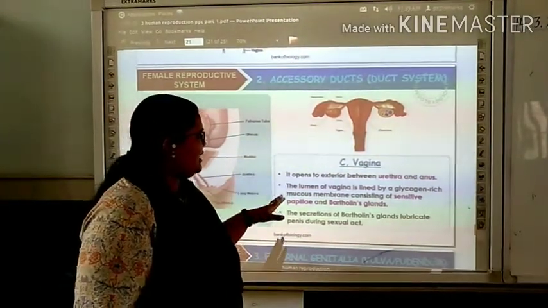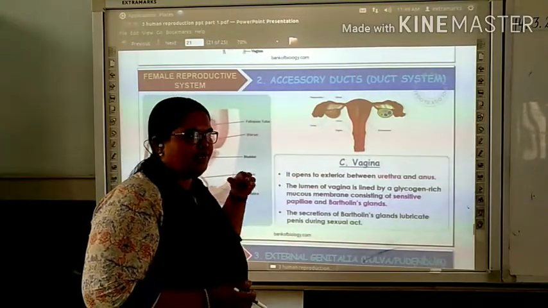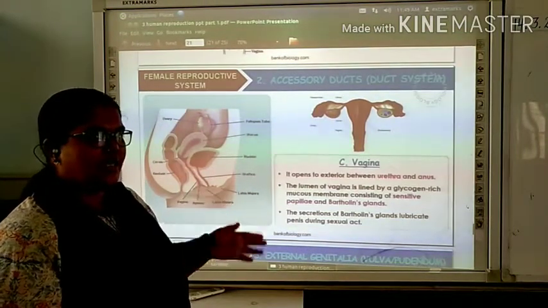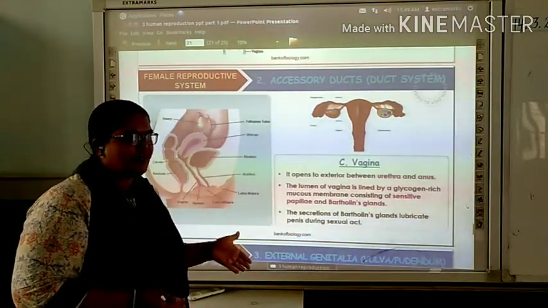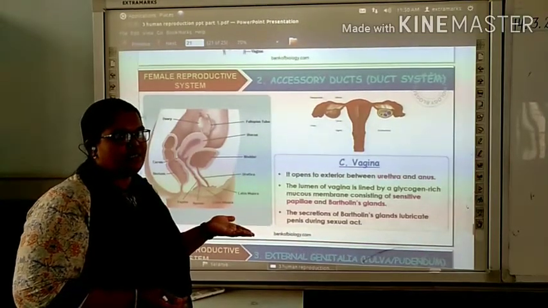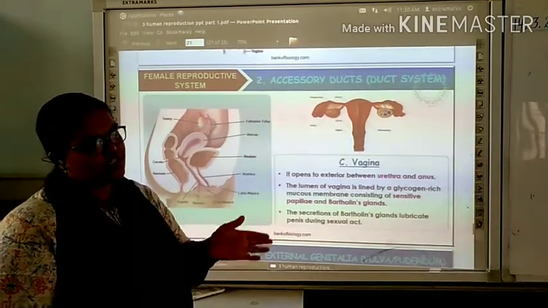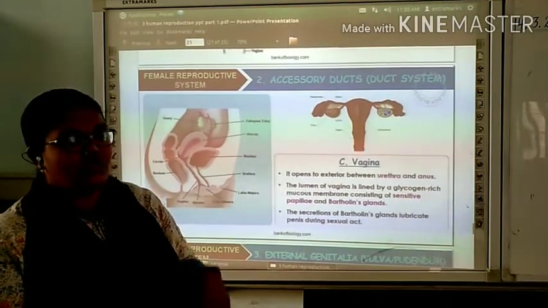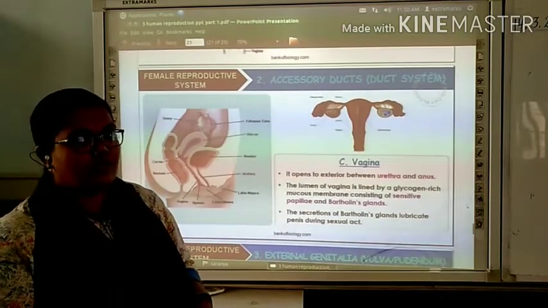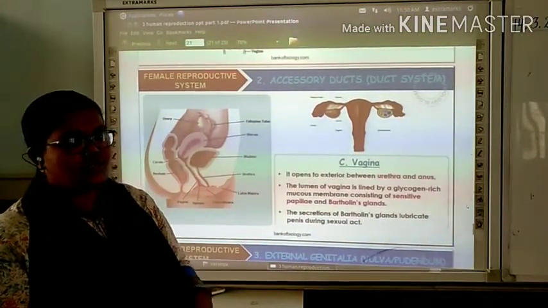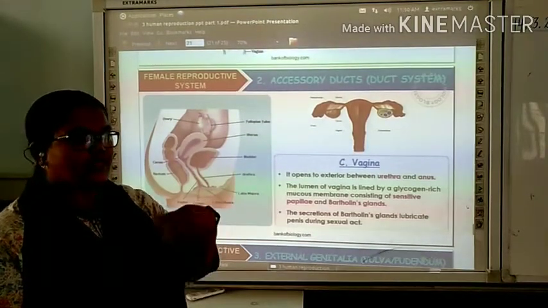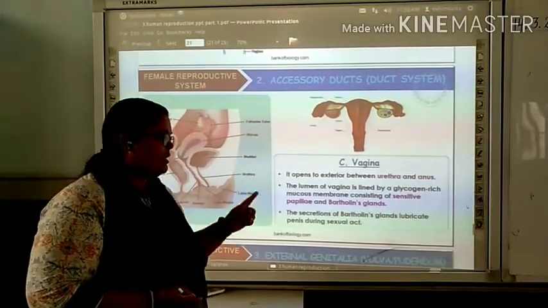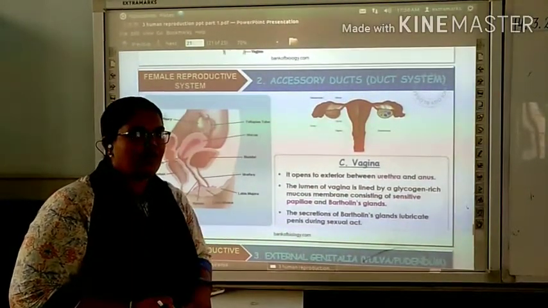So here you can see the vagina, which is the opening to the exterior, present between the urethra and the anus, right. Have to remember one thing, in female there is a separate opening for the urine passage, the urethra, and for the vagina, for copulation, there is another opening. Through the vagina the ovum is not coming out, the sperm is going inside, that you have to remember. In male there is a common passage for semen and urine, but here it's not so. The ovum will not come outside, right.